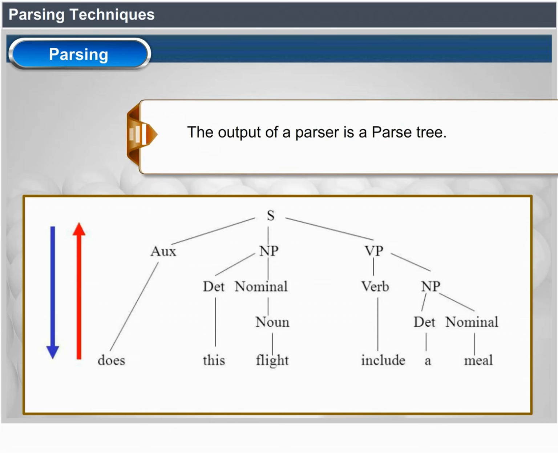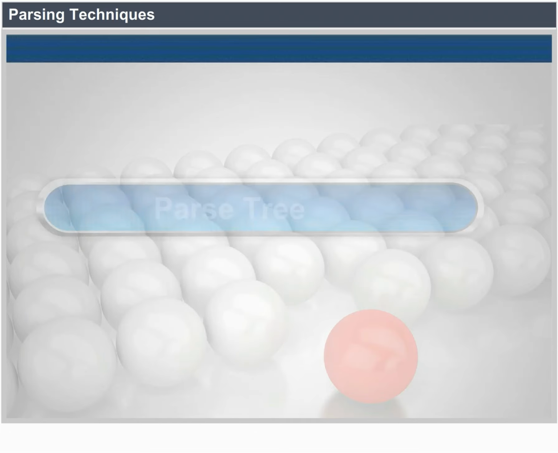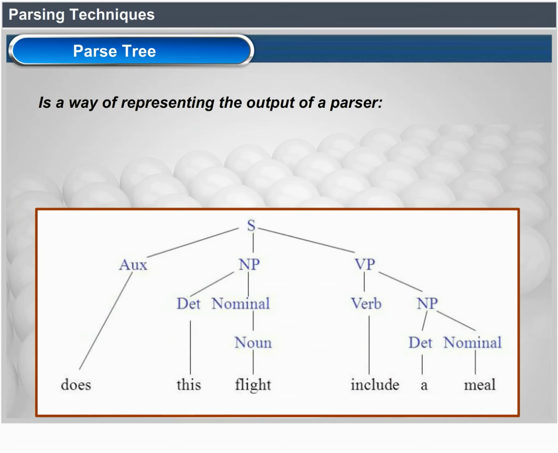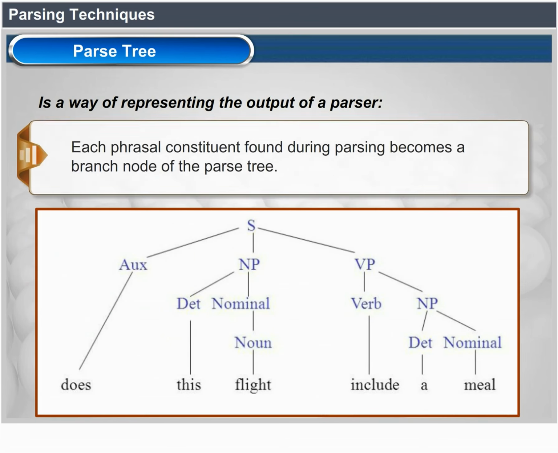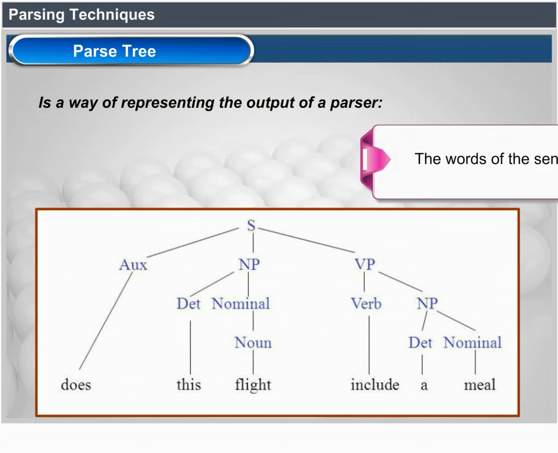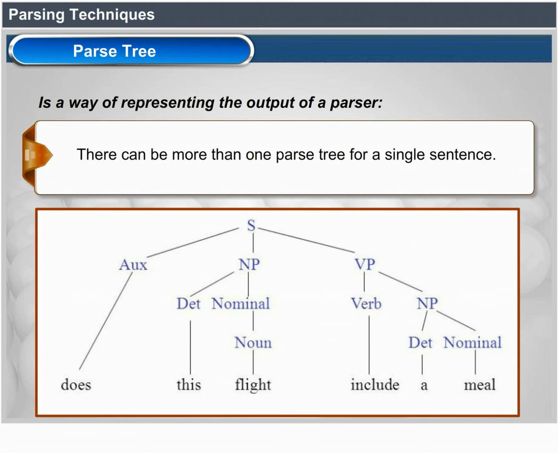The output of a parser is a parse tree. A parse tree is a way of representing the output of a parser. Each phrasal constituent found during parsing becomes a branch node of the parse tree. The words of the sentence become the leaves of the parse tree. There can be more than one parse tree for a single sentence.